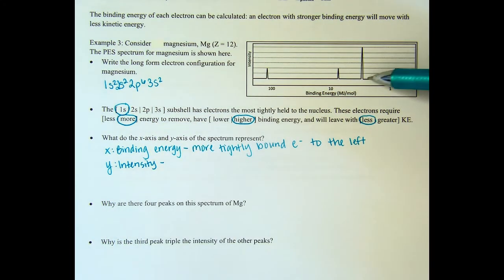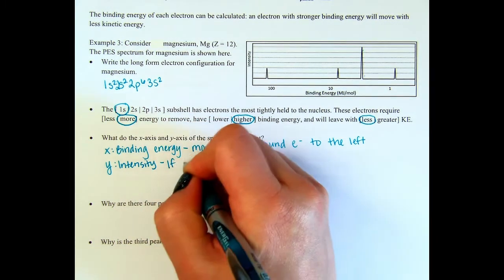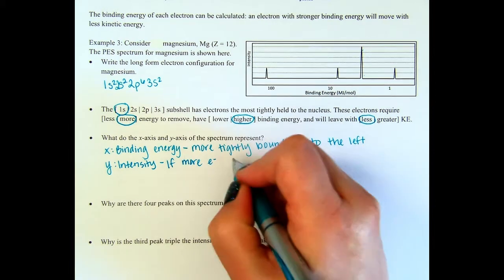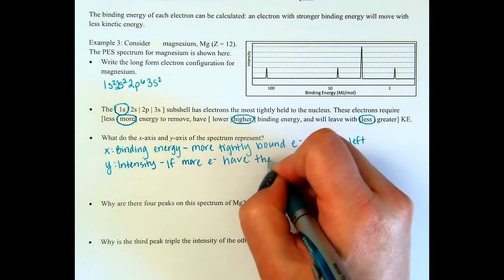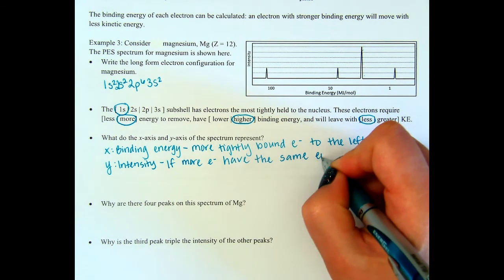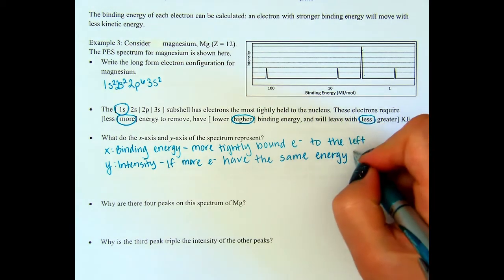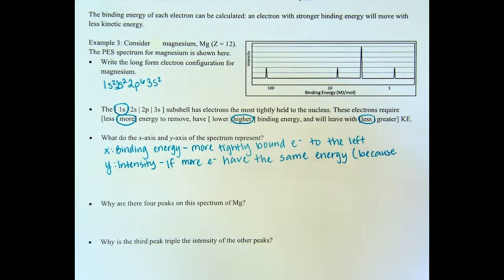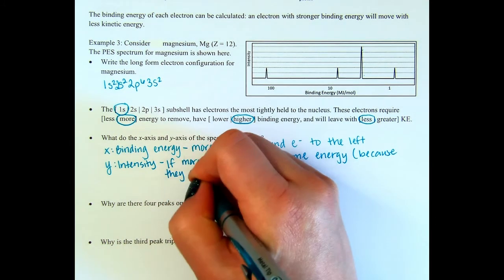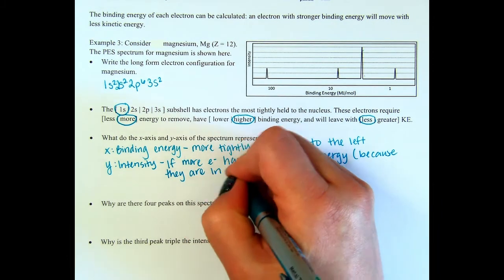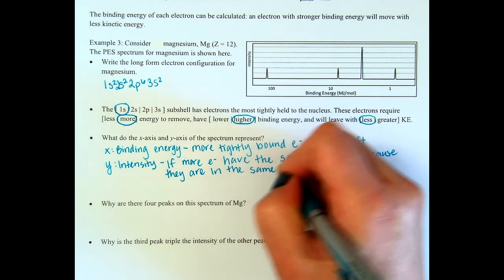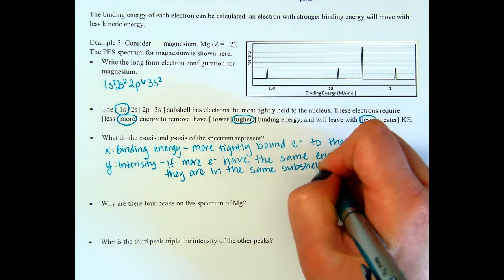And what that means is if we have more electrons with the exact same energy, that's going to be additive because they're in the same subshell, and so the peak is going to be higher. So we can compare the height of the peak, and that's going to tell us how many electrons are in that subshell. So if more electrons have the same energy, because they're in the same subshell, the peak will be higher.